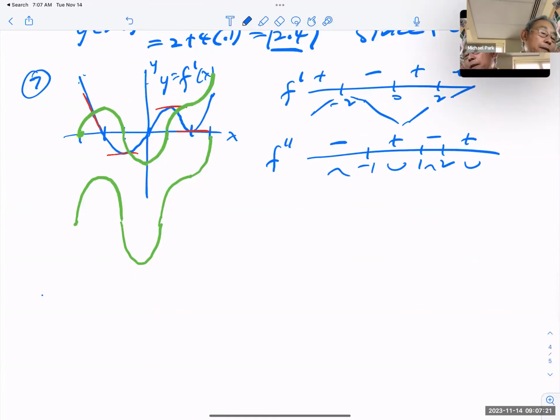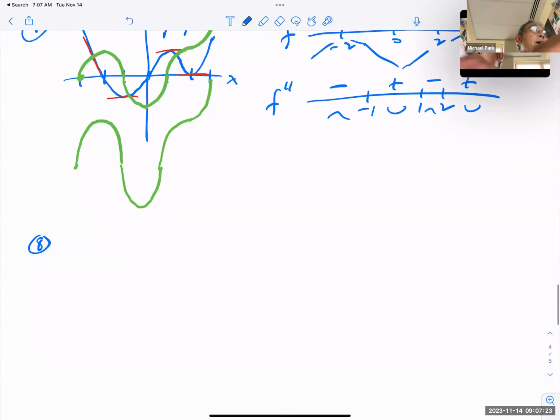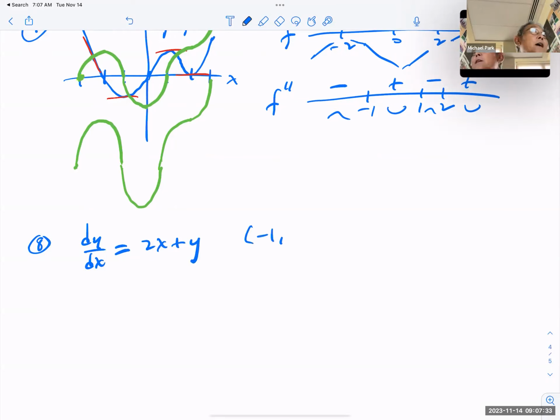All right, number 8. This looks like the second derivative test just by looking at the problem. 2x plus y. Is the point -1, 2 a local maximum, a local minimum, or neither? Justify your answer. Now, you cannot make a number line when there's x's and y's in it. So that's why you need to use the second derivative test.